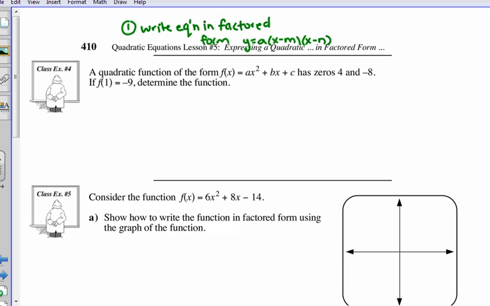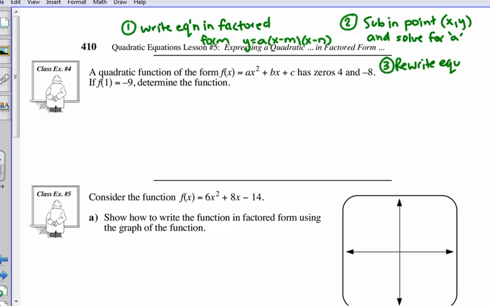Our second step is we're going to sub in a point, x, y, and solve for a. And then rewrite the equation with a. You might have to expand it if it wants it in general form, but that's what you need to do.